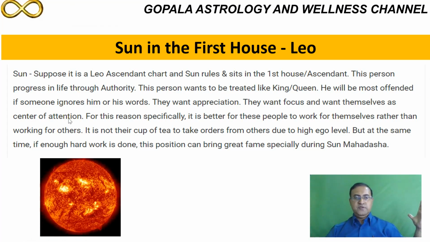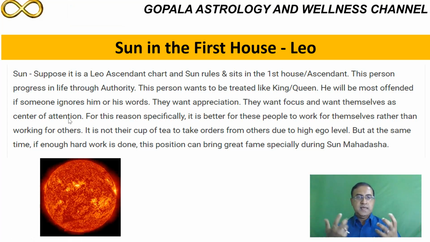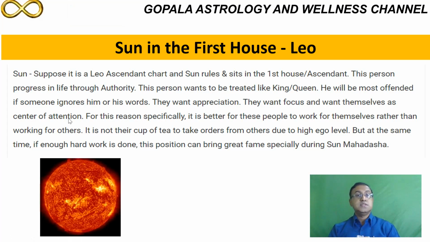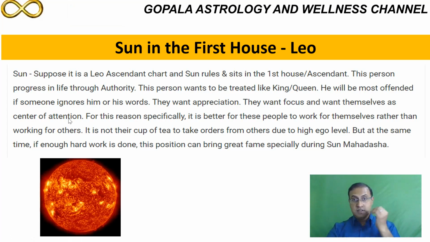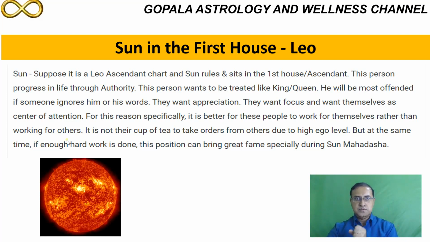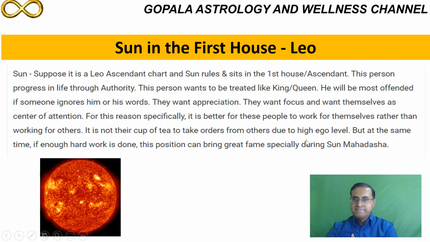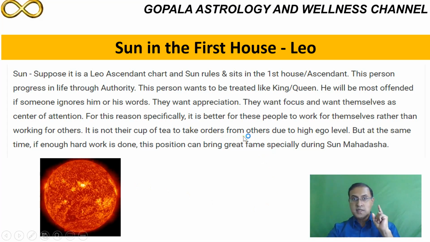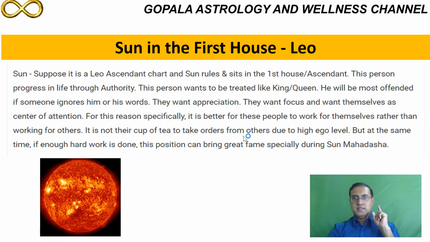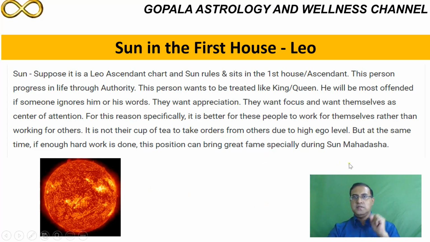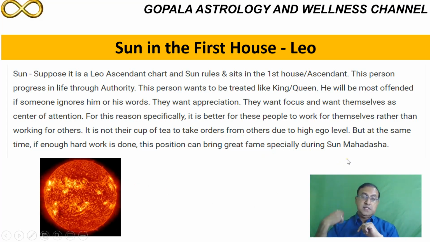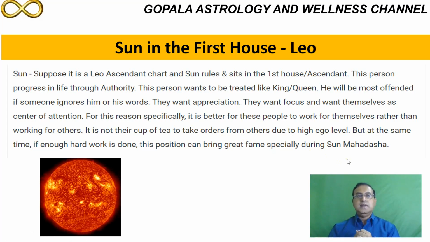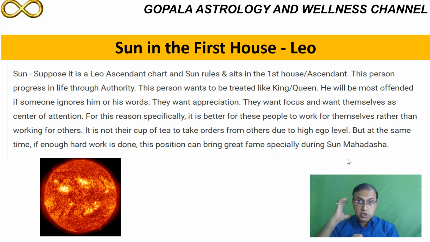For example, very famous Bollywood or Hollywood actors, Shah Rukh Khan, for example. He is born in Leo ascendant sign, and he always attracts the center of attraction wherever he goes. Okay, and then it is not their cup of tea to take orders from others. I told you that they are never the followers, they are always the leaders. Extremely important. So whenever this particular Sun Dasha and Antardasha comes, they would assume very high leadership and managerial positions automatically.